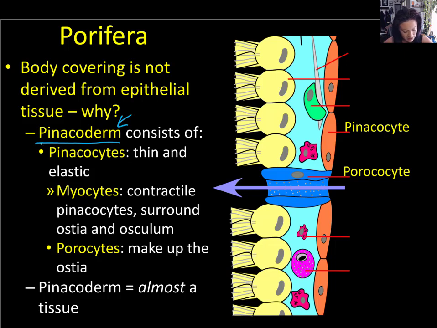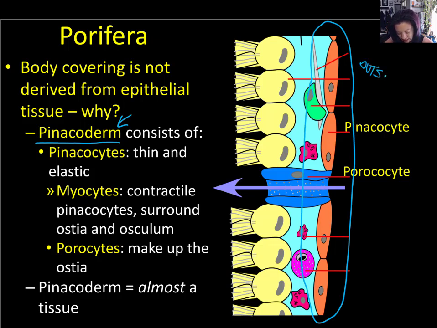Derm, this suffix, think of it as meaning skin. Whenever you see that suffix attached to a word, it tells you you're probably talking about integumentary structures. Now the pinacoderm is here. It's this outer layer of cells. So the outside environment is on the right of this slide. The inner environment of the sponge is on the left.